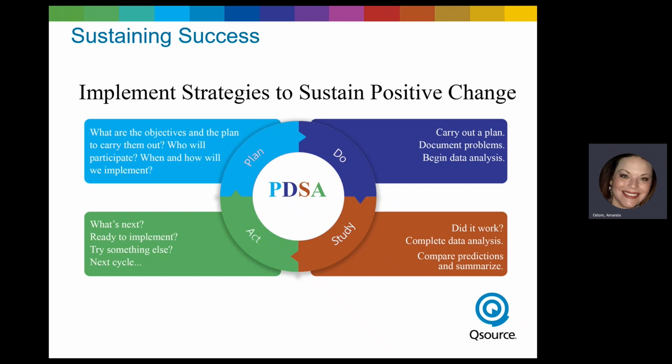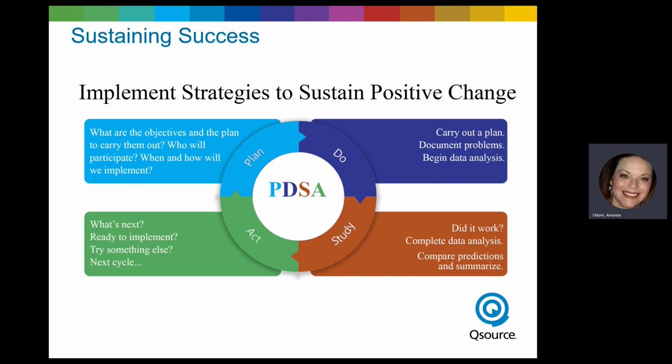To sustain, once the deprescribing intervention has been implemented and refined, consider implementing strategies to sustain positive change. These are some of the best practices that we feel can assist in sustaining positive change. You do not have to implement each one or any. However, feel free to use what you feel is best for your facility.